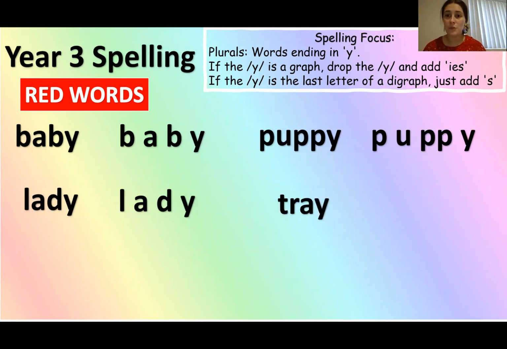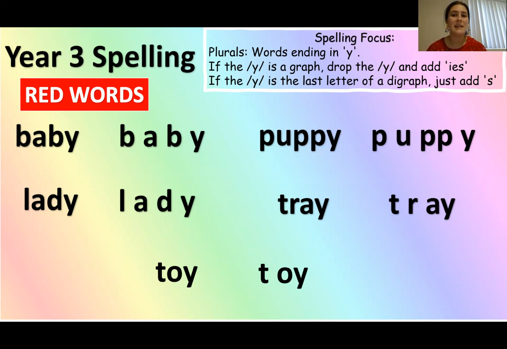Tray. The cup trays were stacked very high at the fast food restaurant. T, R, A. Toy. The toy was a small train. Toy, 1 syllable.